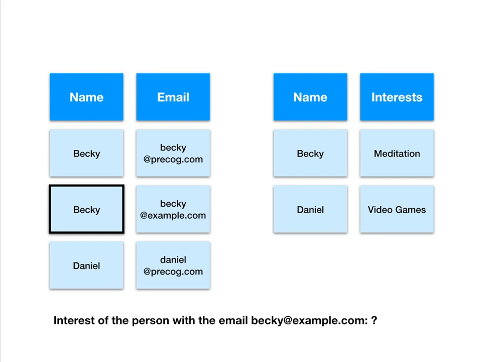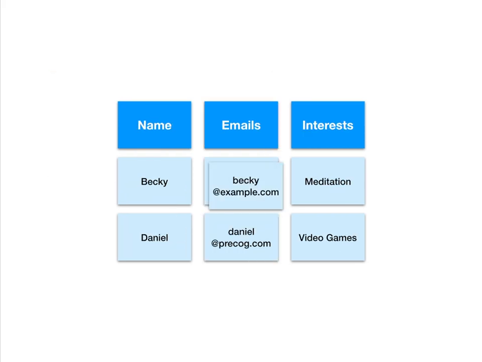Let's look up Becky in the next table. Is this Becky? Yes, it is. And what is their interest? Meditation. As you can see, on large amounts of data or with large amounts of tables, correlating that information together can be very compute expensive.